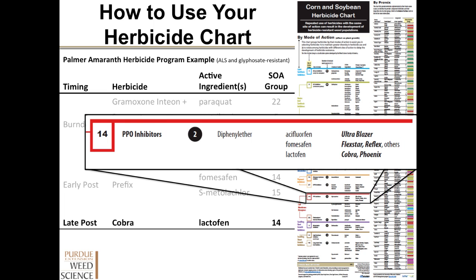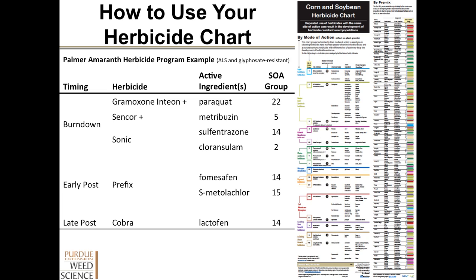And then lastly, Cobra. It only has 1 active ingredient in it, and that's lactofen. You'll see that in the dark red section, and you'll see that the site of action number is 14. When we get all done with writing this all out, again, I went through that rather quickly because I prepared this ahead of time, so this may take you a little more time than that to go down through here and find all those in that chart.